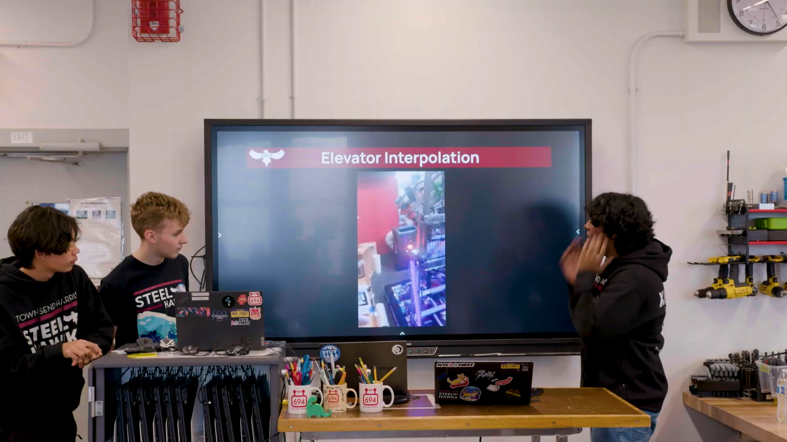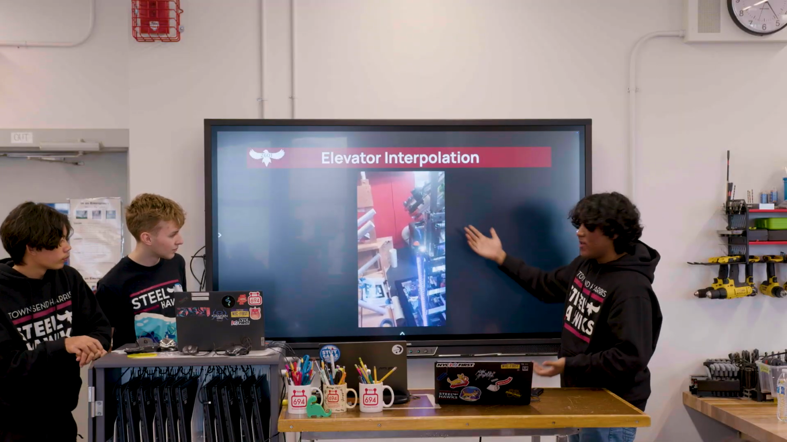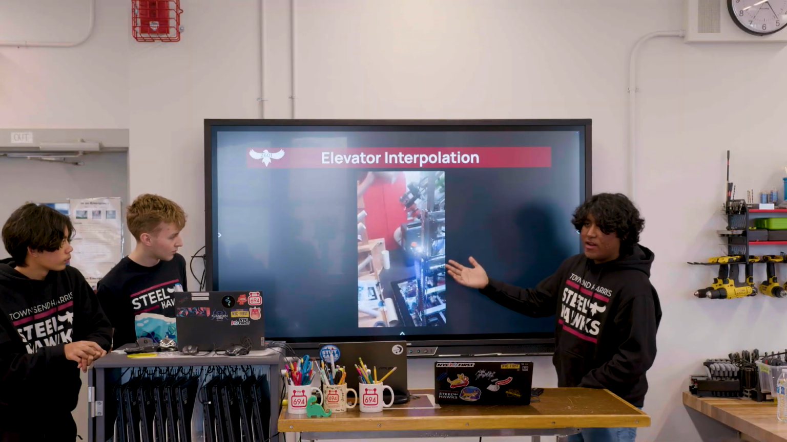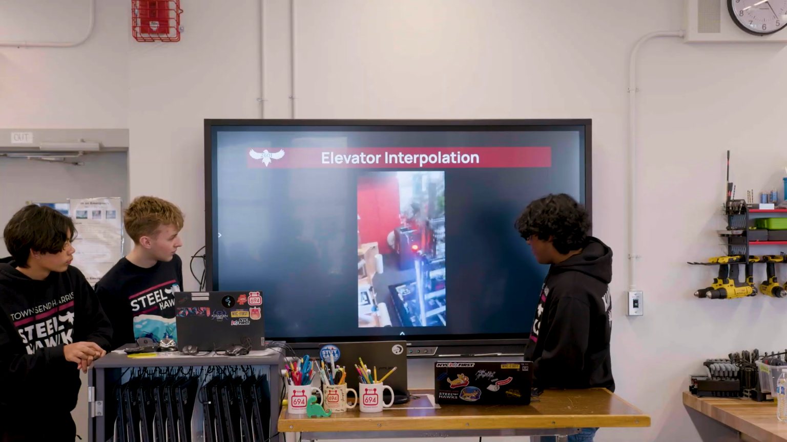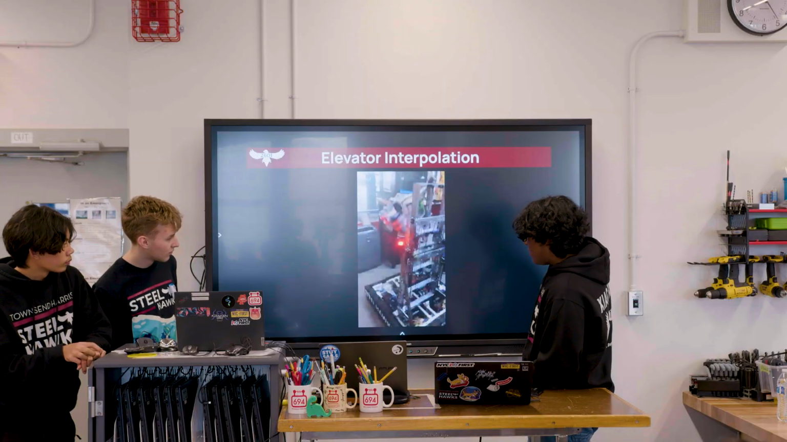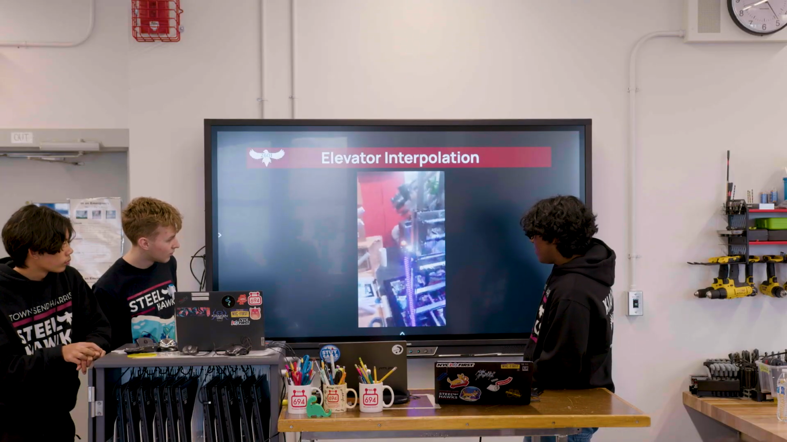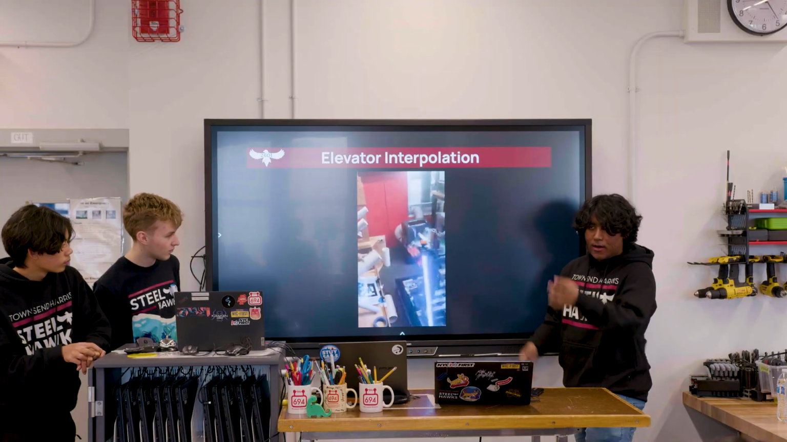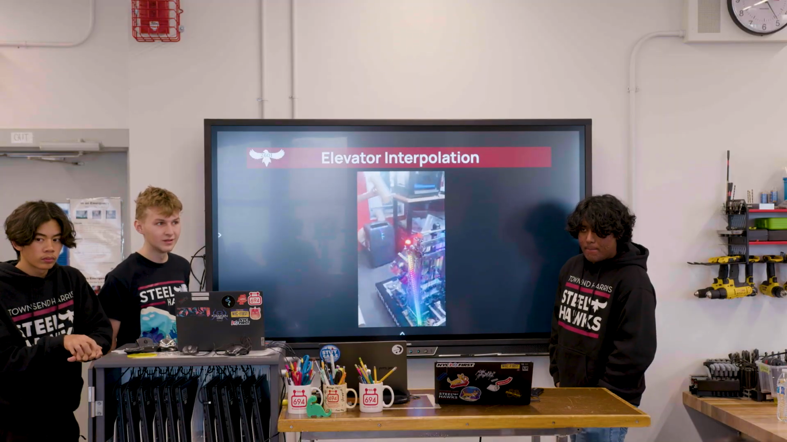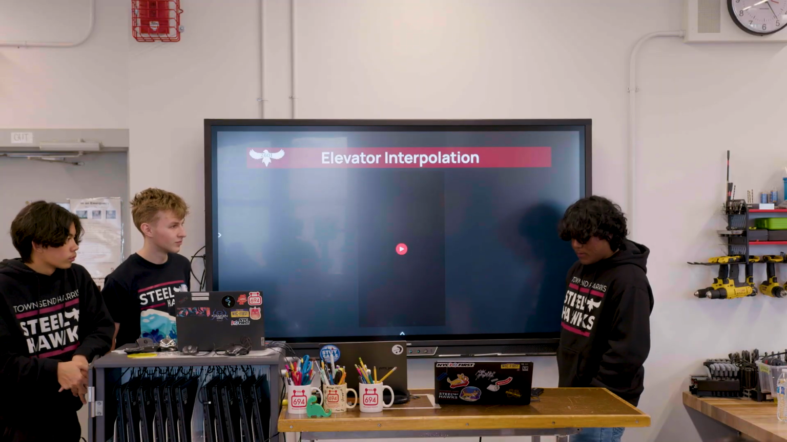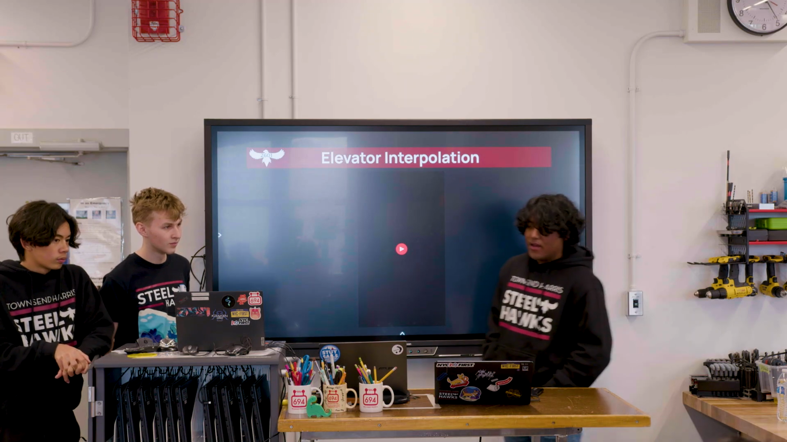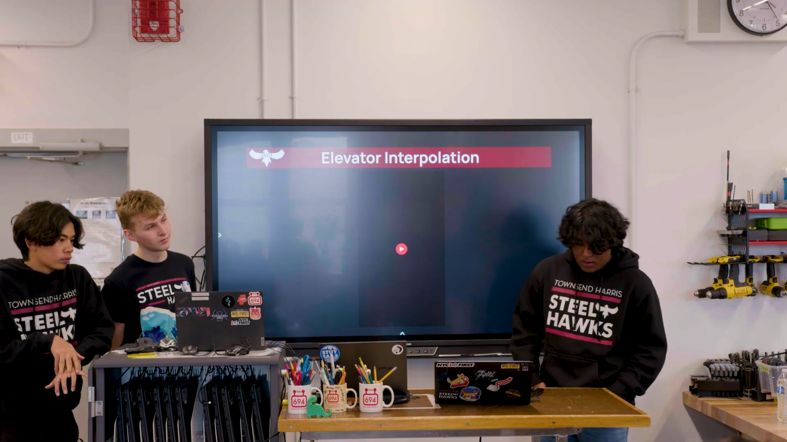So you can see the elevator is dynamically moving up and down, and you're able to make that shot. Yeah, you can see it moving up and down. For this, is it detecting that there's the coral in front of it, or is it just pushing? I was just going to get into that. Yeah.